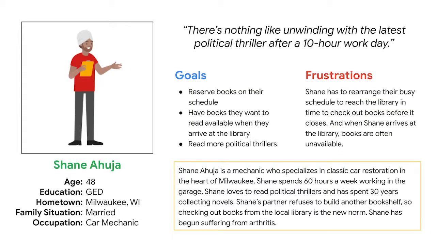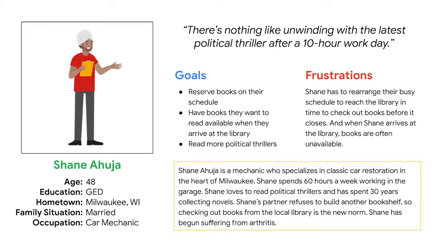When you interview users, take notes of the time when several users state the same specific pain point, motivation, or need. You'll use this information to build a persona that is representative of the group of users you interviewed. So for my persona, I'll say Shane is 48 years old. They have a GED and live in Milwaukee, Wisconsin. They're married and work as a car mechanic. Shane works 60-hour weeks and finds it hard to reach the library before it closes at 5 p.m. They rely on the library as a source for new books. Shane, unfortunately, has recently begun experiencing symptoms of arthritis.